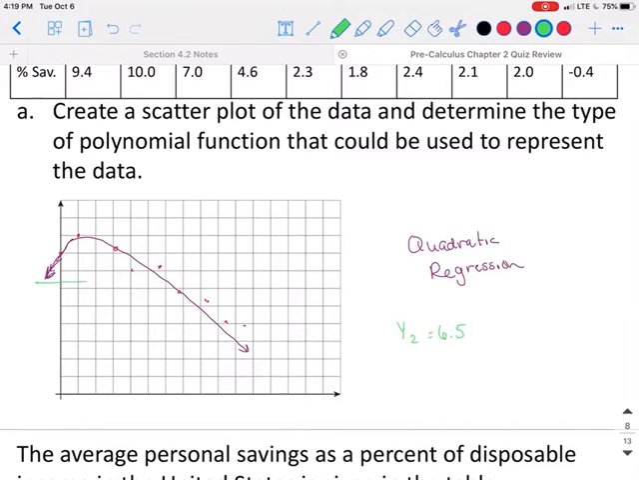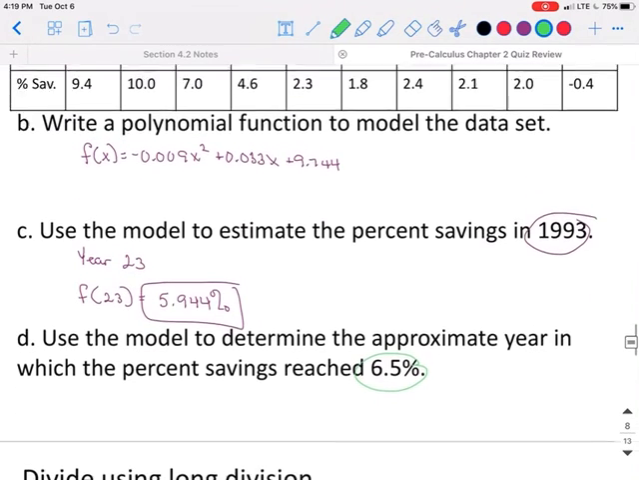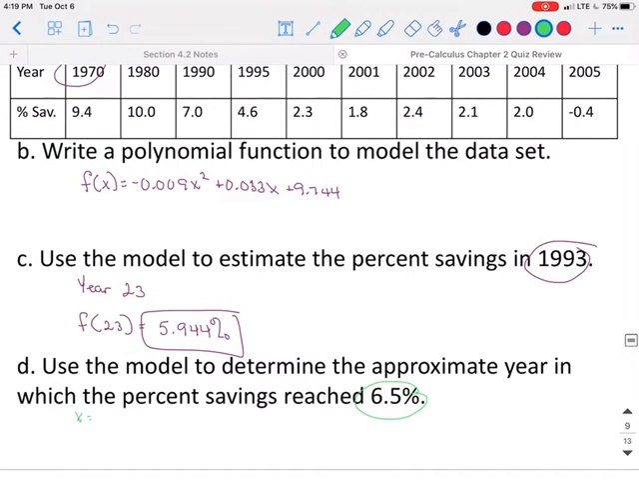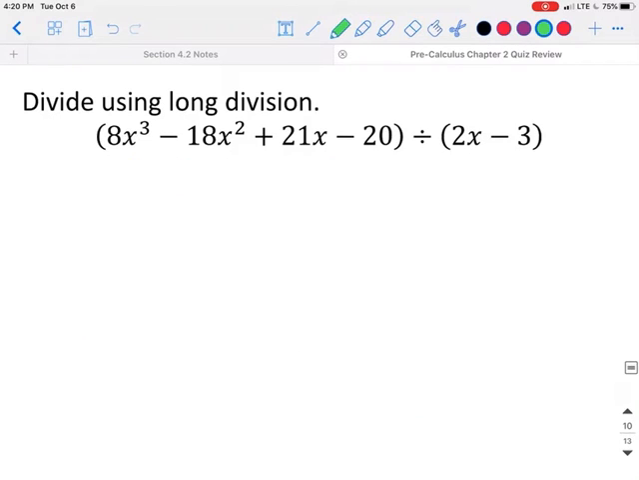Your graph will then plot a straight line at 6.5, and you are looking for where the two graphs intersect. And you're going to estimate what the x value is in that case. And where they intersect is around when x is equal to 21. So 21 plus the 1970 would mean that we would expect their percent savings to be around 6.5% in 1991.